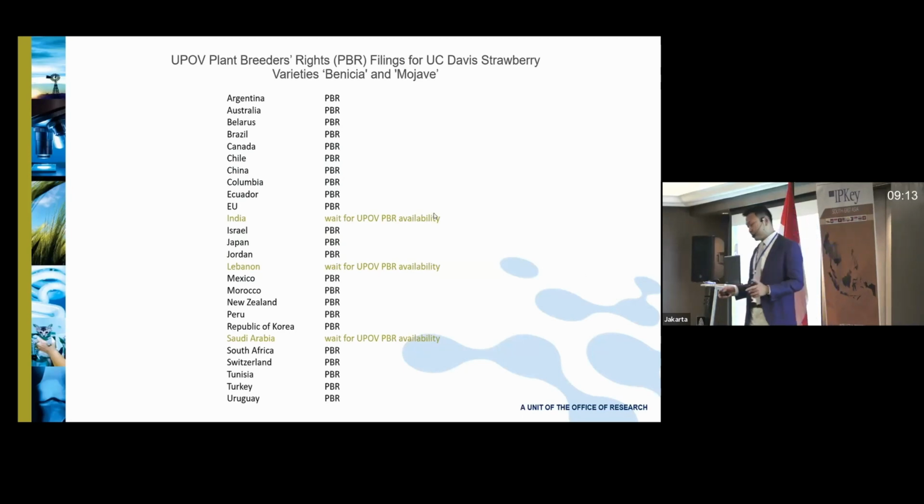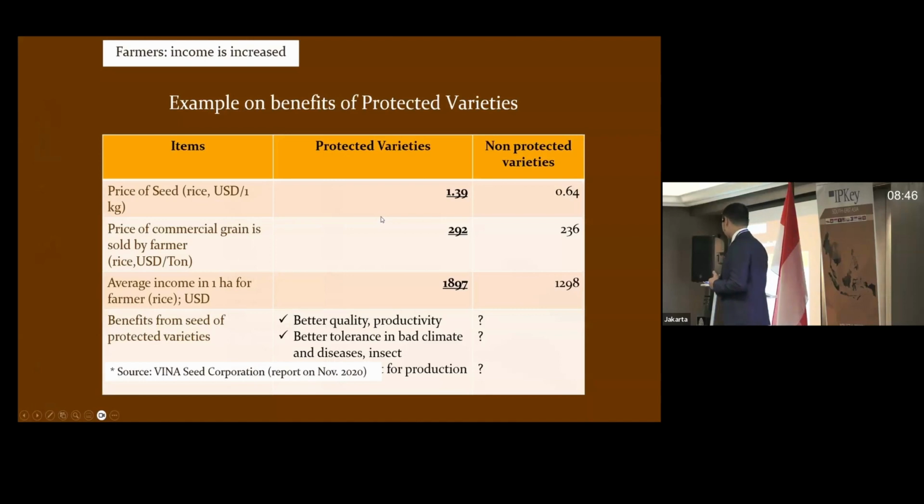Because the plant breeders' right is very important to protect and also to get access to new plant varieties, but then the protection of the plant variety is very important to continue the plant breeding in UC Davis. And what is another important, interesting example?